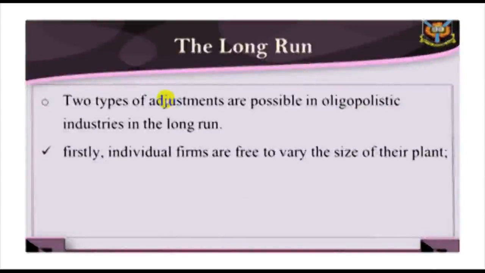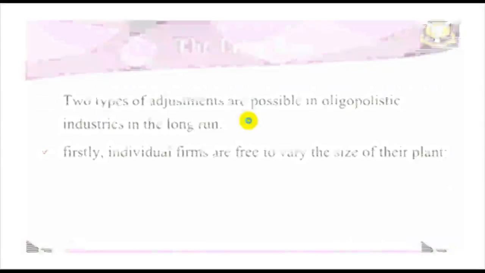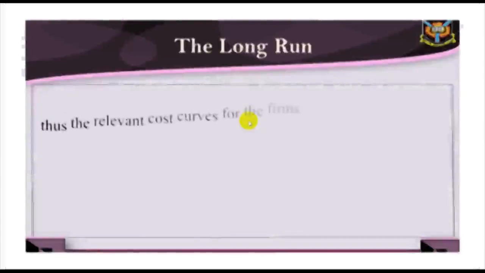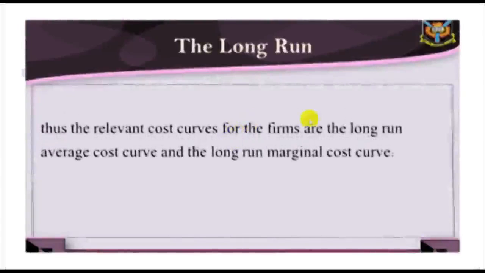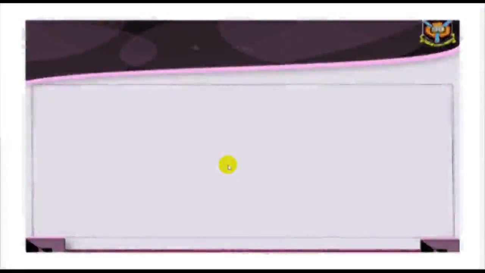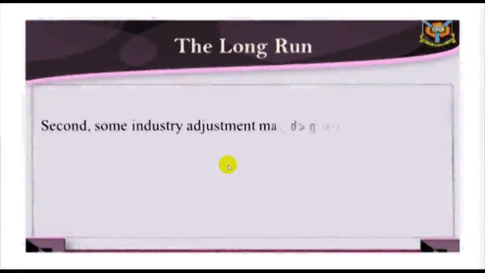Two types of adjustments are possible in oligopolistic industries in the long run. In the first place, individual firms are free to vary the size of their plants. Thus, the relevant cost curves for the firms are the long-run average cost curve and the long-run marginal cost curve. Second, some industry adjustment may be possible in the form of entry into the industry or exit of old firms from the industry.